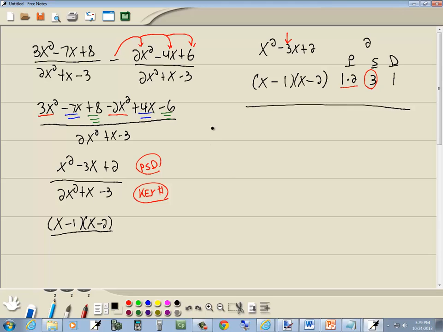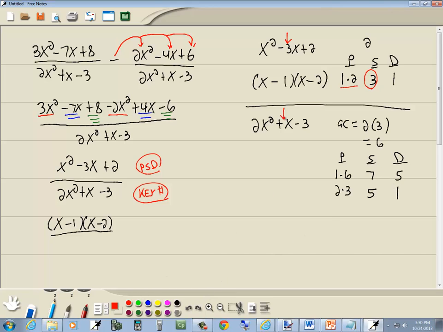Okay, let's look at the bottom one now, the key number. So we have 2x squared plus x minus 3. Key number: you take your number at the beginning times the number at the end, ignoring signs. So we have 2 times 3, which gives us 6. Now we're going to write down all products that give us 6. That's the P column. So we have 1 times 6, 2 times 3. Sum, the S, we're going to add those together. 1 plus 6 is 7, 2 plus 3 is 5. Difference column, subtract the smaller from the larger. 6 minus 1 is 5. 3 minus 2 is 1.